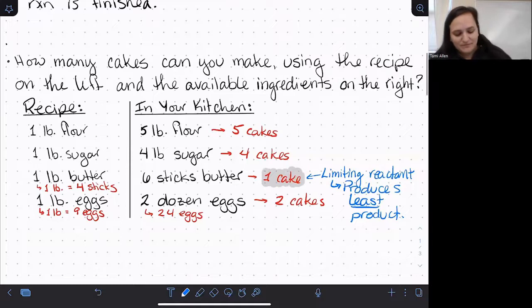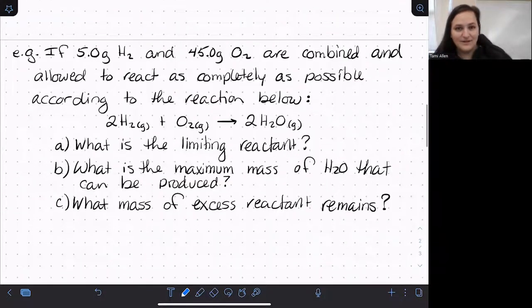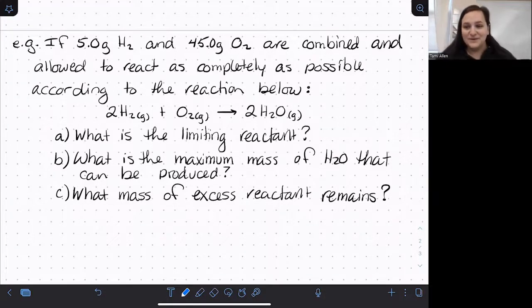So, switching gears back to lab chemistry and not kitchen chemistry, we can apply these same ideas to a chemical reaction. If 5 grams of hydrogen and 45 grams of oxygen are combined and allowed to react as completely as possible according to the reaction below, we want to identify what is the limiting reactant, what is the maximum mass of water that can be produced, and what is the mass of excess reactant that remains.